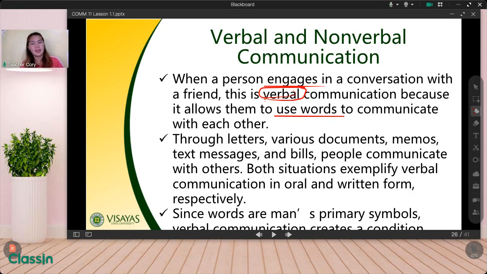And it might be through letters, various documents, memos. So these are now the written form. Text messages, bills. So people communicate with others. So that's verbal. Both situations exemplify verbal communication in oral and written form, respectively.